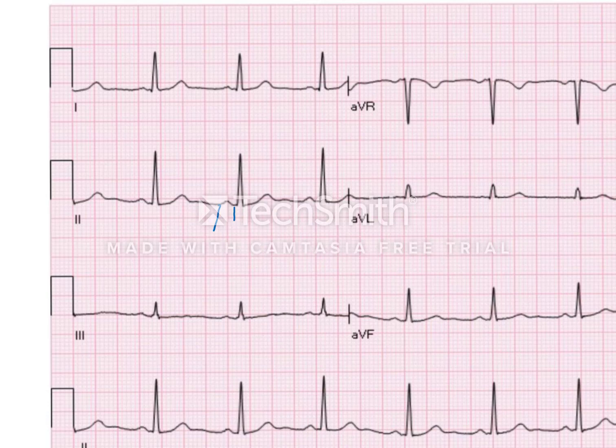Next, we're going to measure the QRS interval. Generally, it should be under 100 milliseconds for adults. For children under 8, it should be less than 80 milliseconds. So you're going to look at the QRS interval here to here and measure that interval in milliseconds.